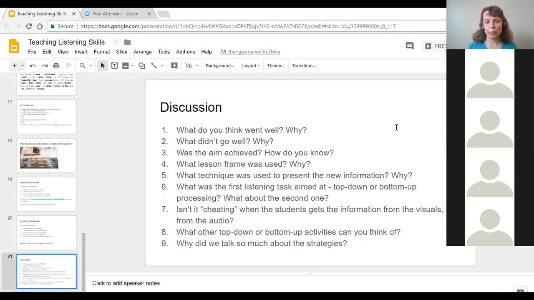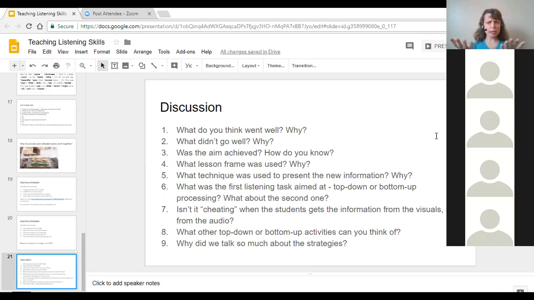The first listening task, was it top-down or bottom-up processing? When he watched without the audio. That's top-down, yes, because he used just his general understanding of how people cook something. What about the second one? Pauses, stresses. Okay, that's obviously bottom-up. Yes, we started with minimal elements, with phonology.